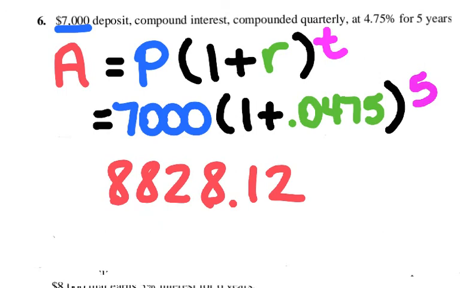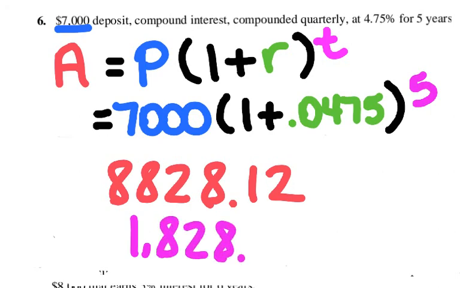Remember, because it's only asking for the interest, you are not going to put that as your answer. You're going to subtract the $7,000 from that answer, and it should give you $1,828.12.